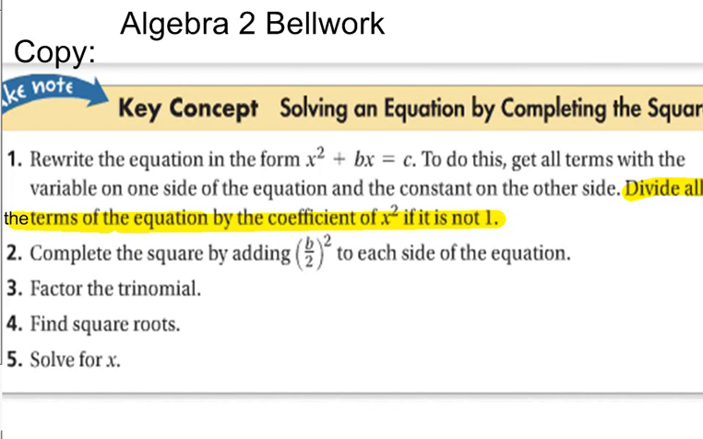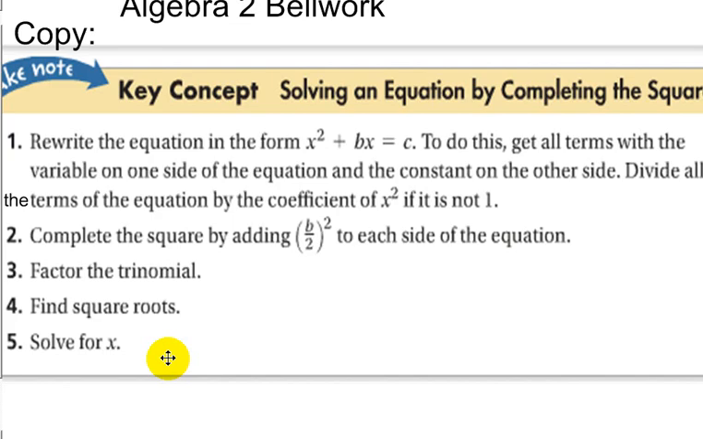Number 2, complete the square by adding b divided by 2 squared to each side of your equation. So that's what we did yesterday. At the very end, we completed the square by dividing the b term by 2 and squaring it. So you're going to square the term and add that to each side of your equation, over here and over there. Okay. The third step is to factor your trinomial, then find your square roots for step 4, and step 5 is just to solve for x.